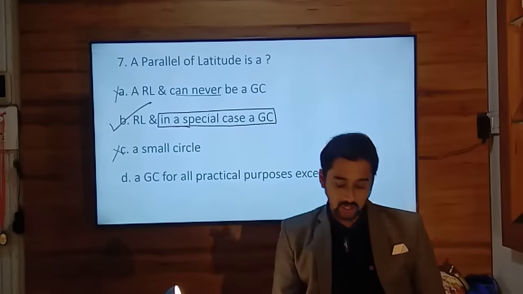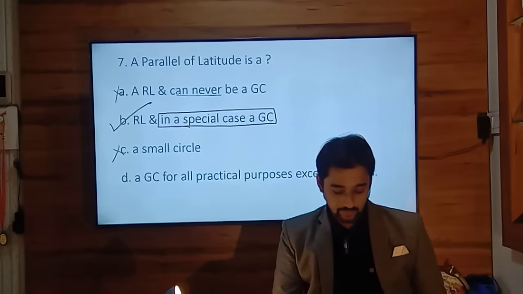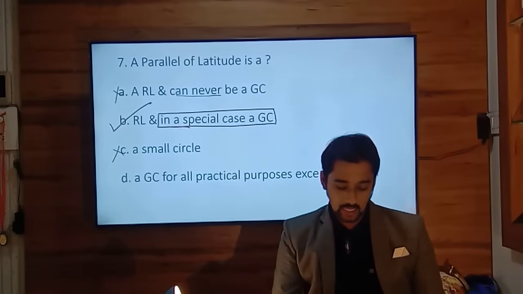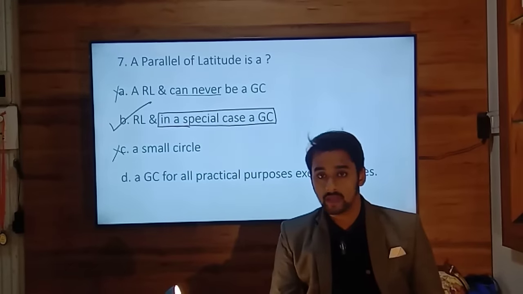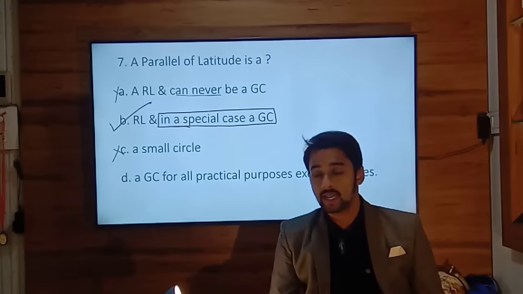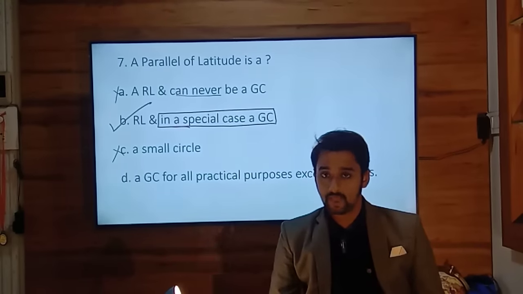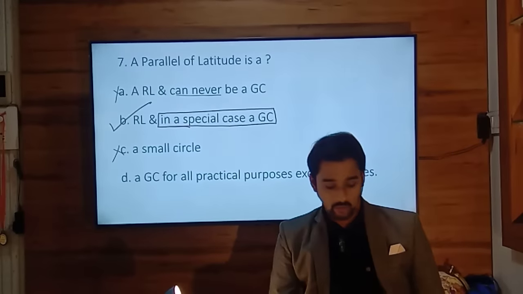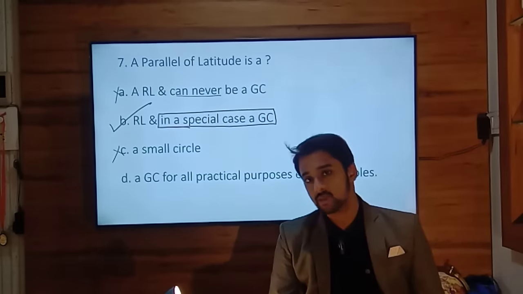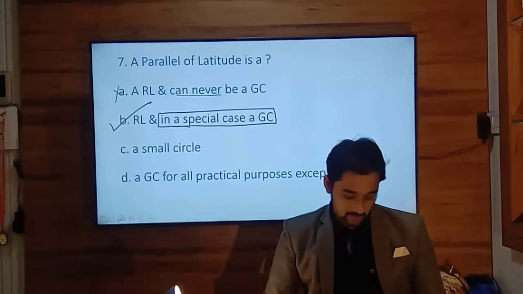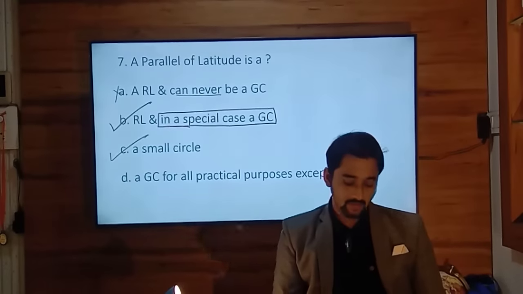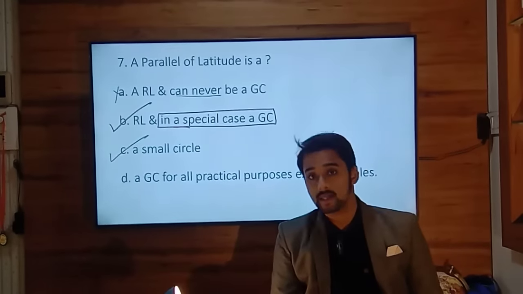It is not a small circle. Okay, it can be a small circle if you take any other latitude, 10-degree north latitude, 20-degree north latitude, 30-degree north latitude. So any latitude other than the equator will be a rhumb line, and in a special case a great circle. So option C is also in that manner correct. So in exam maybe you will get an option of both B and C.